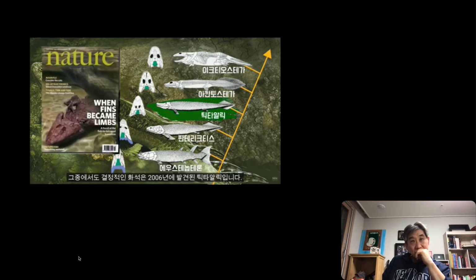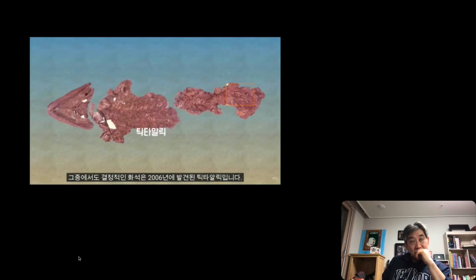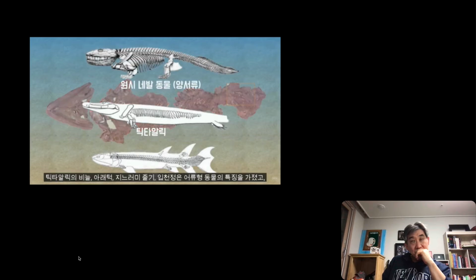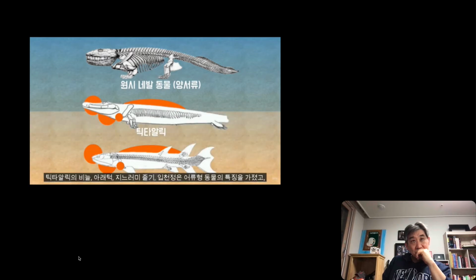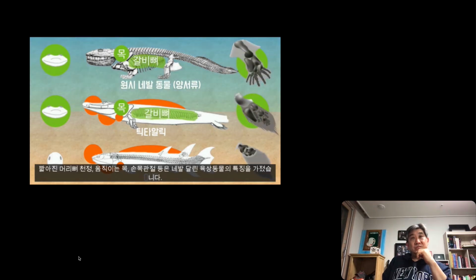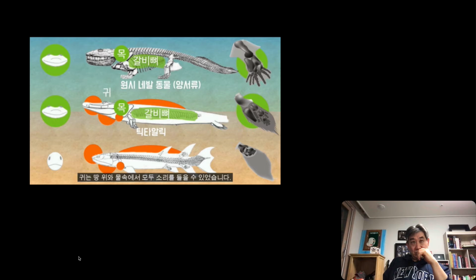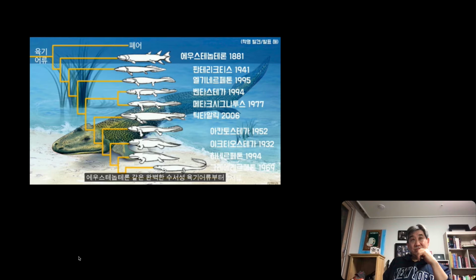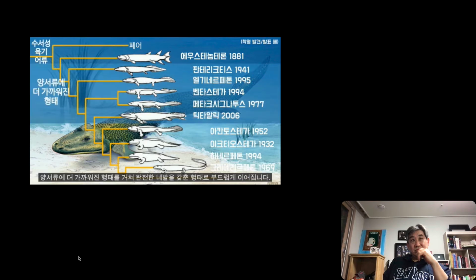그 중에서도 결정적인 화석은 2006년에 발견된 틱타알릭입니다. 틱타알릭은 거의 완벽한 반어류, 반양서류 화석입니다. 틱타알릭의 비늘, 아래턱, 지느러미 줄기, 입 천장은 어류형 동물의 특징을 가졌고 짧아진 머리뼈 천정, 움직이는 목, 손목 관절 등은 4발 달린 육상동물의 특징을 가졌습니다. 귀는 땅 위와 물속에서 모두 소리를 들을 수 있었습니다. 틱타알릭의 발견 덕분에 지금은 물고기에서 육상동물로 이어지는 근사한 과도기 단계가 만들어졌습니다. 에우스테노프테론 같은 완벽한 수서성 육기 어류부터 양서류에 더 가까워진 형태를 거쳐 완전한 4발을 갖춘 형태로 부드럽게 이어집니다.